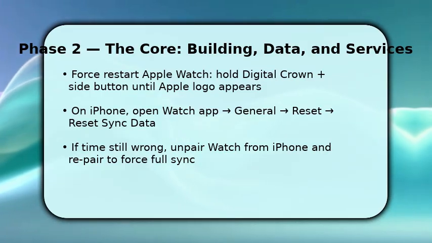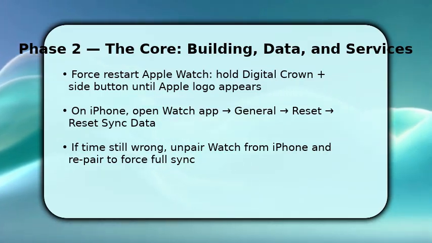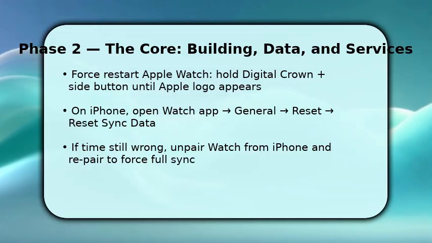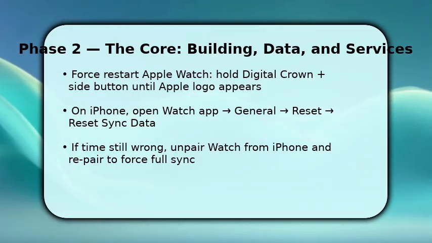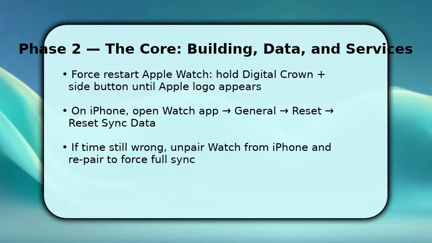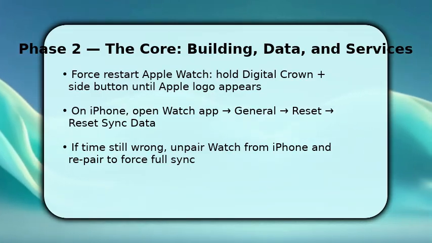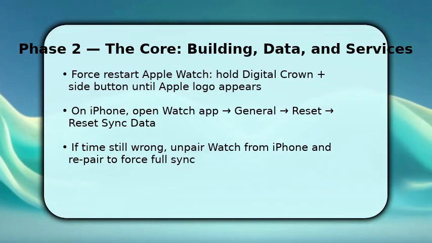Next, in the watch app, use Reset Sync Data to rebuild contacts and settings, which can fix time display errors. If problems persist, unpair and repair the watch. This reestablishes the secure connection and reapplies time zone rules. Make sure you keep the phone near the watch during repairing so the initial sync completes without interruptions.